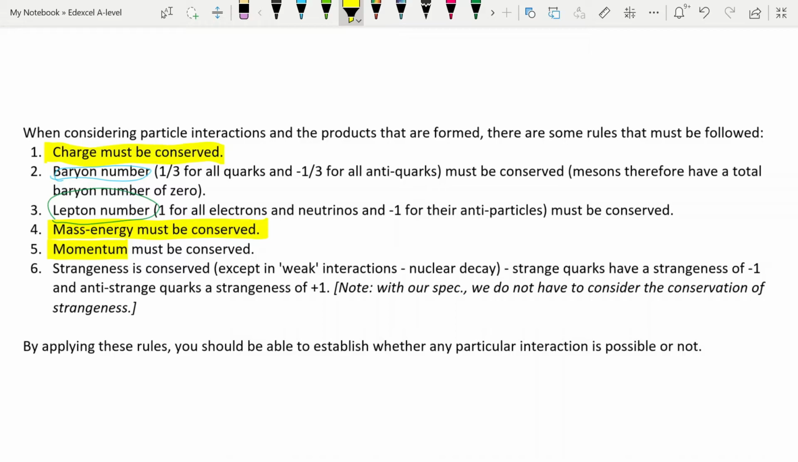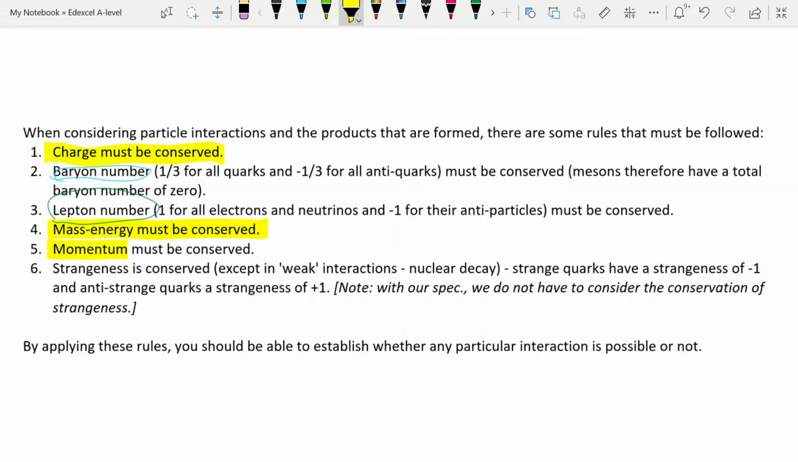And weirdly, strange quarks are given a strangeness of -1, and the antiparticle, the anti-strange quark, is given the strangeness of 1. So opposite to our baryon and lepton. That's for your future reference. If you end up doing particle physics sometime in the future, you can conserve strangeness, but for now we don't have to worry about it.